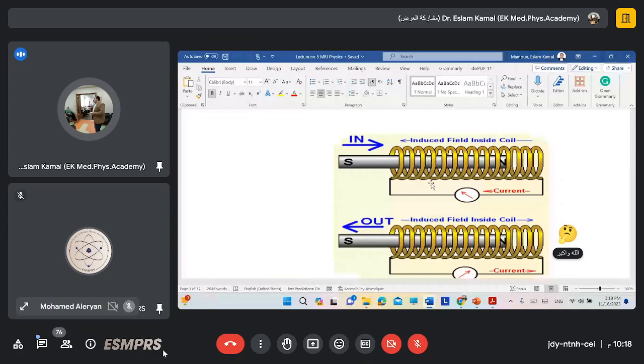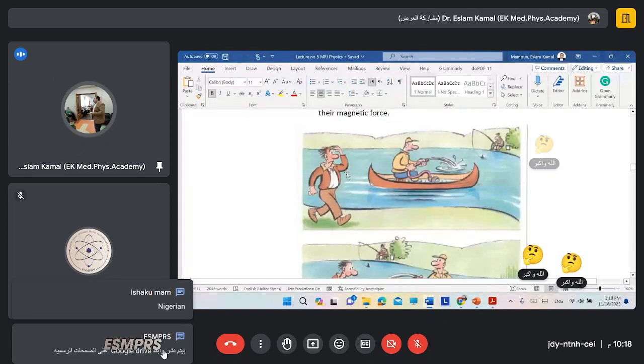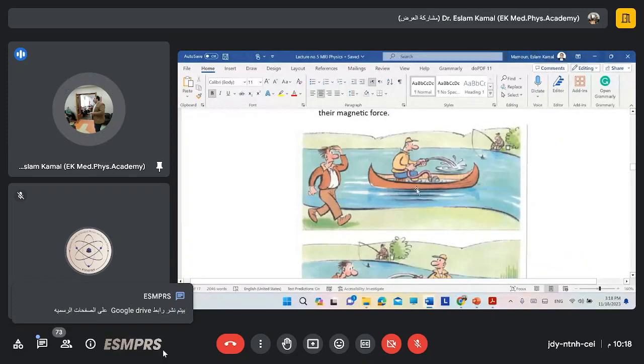To be more clear for everyone, now if we are going to represent this river here as the external magnetic field, okay? So this river now is like the external magnetic field.